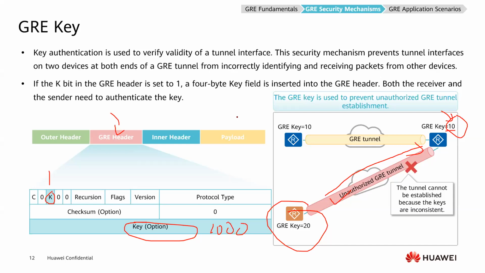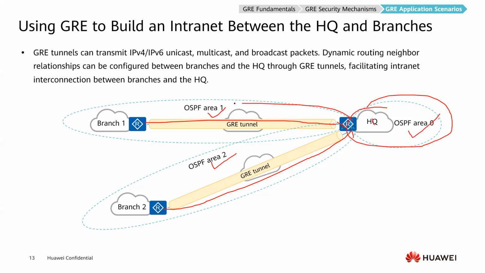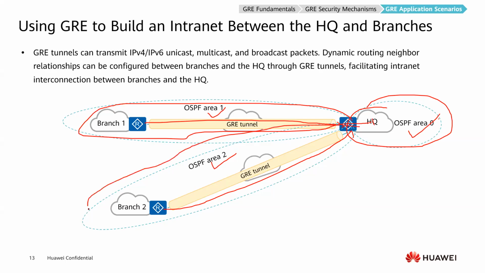Okay, this is GRE. Now the application scenarios for GRE. First, when you create a GRE tunnel, you can create an OSPF neighbor relationship between your headquarters and the branch. Basically, the areas for OSPF would be like area 1, 2, and 0, because GRE internally can forward multicast packets.